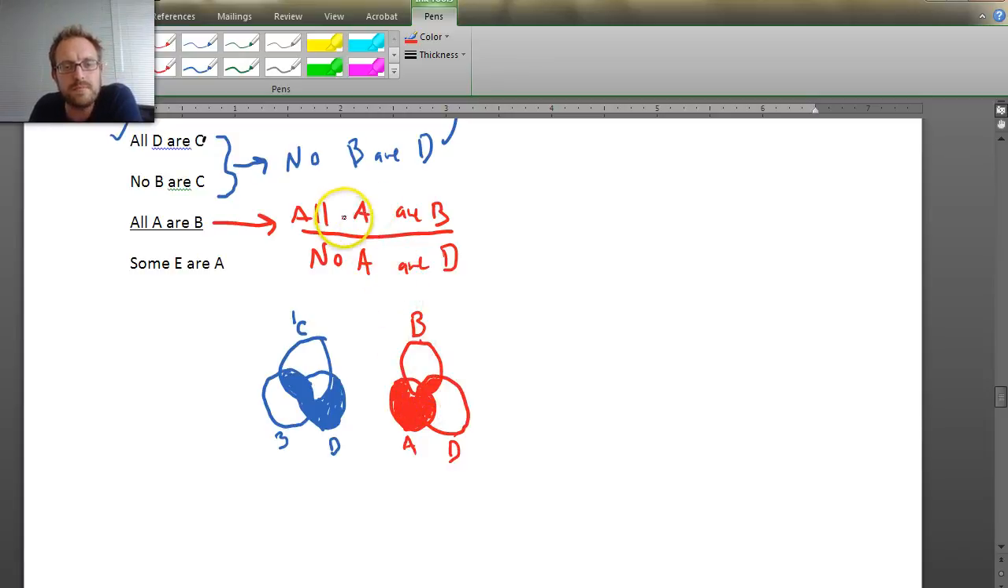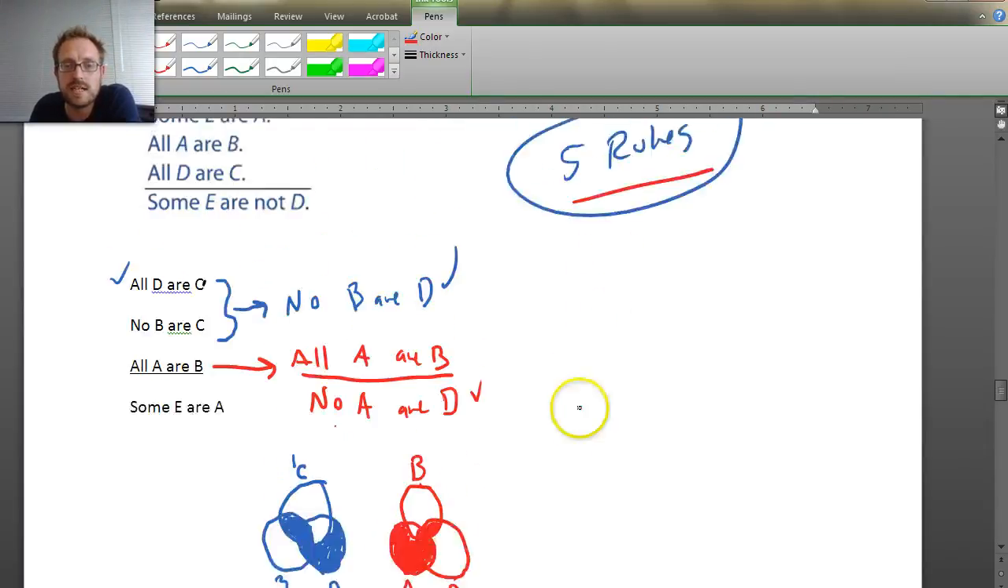Now, what's the conclusion? The conclusion says that no A or D. Is that true? Well, here's all the A's, and look, none of them are D's. That checks out. That is also a valid argument. So we can write this first one is valid. The second one here is valid. We're going to have one more to test after this.